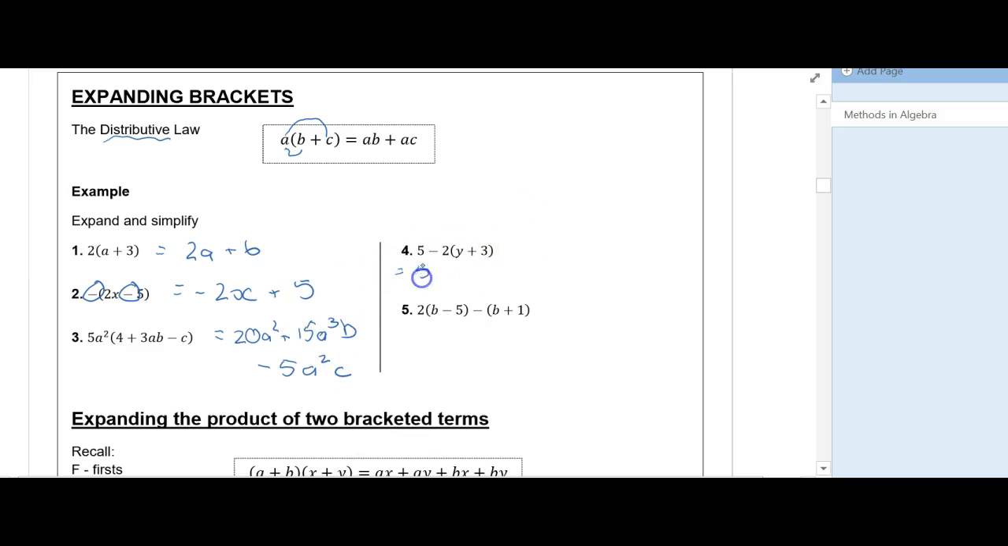This could be two lines, 5 minus 2y minus 6. Don't forget the negative. So 5 minus 6 is minus 1 and 2y, because I've got the two like terms there, which are just numbers. Okay, this is 2b minus 10 minus b minus 1. This is like an imaginary 1. I've got like terms, so it's actually equal to b minus 11.